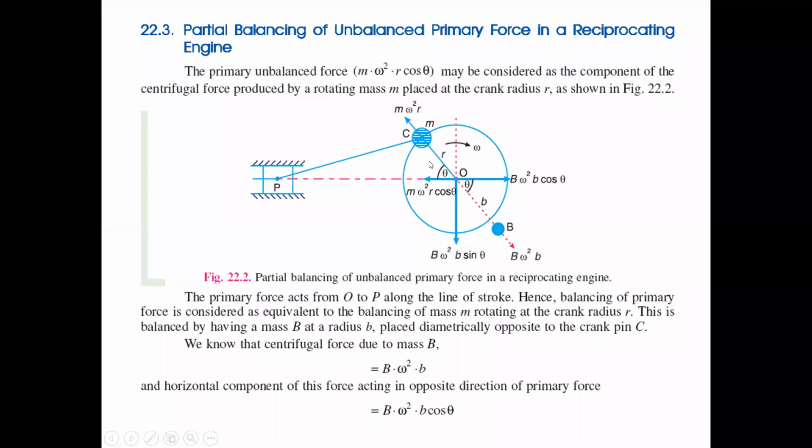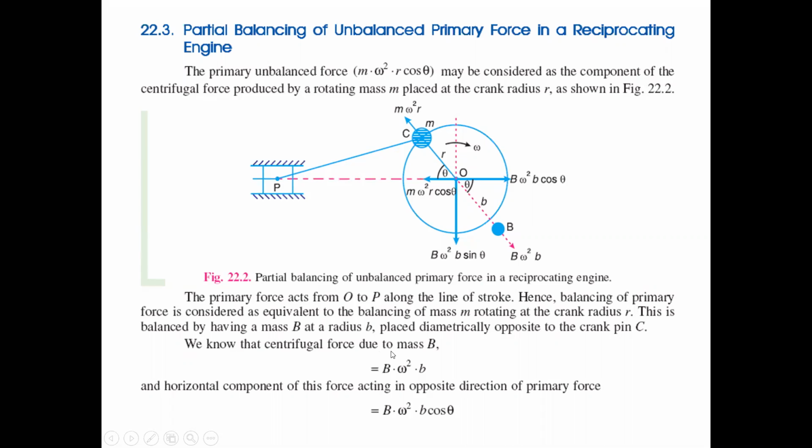So there is a small difference between the unbalanced mass and the balanced mass. When the system operates, the crank produces only the horizontal component. All of you remember this and keep it in your mind.